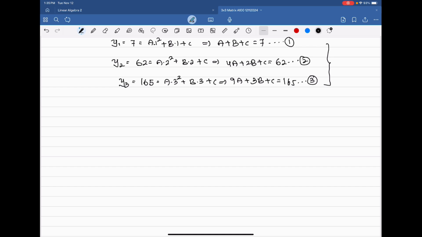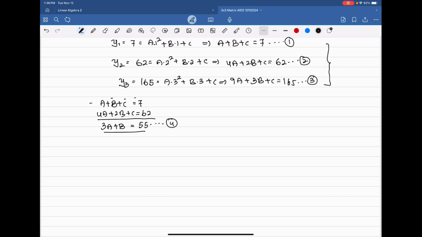And what will be the value of a? You please solve it. What will be the value of a? From 1 and 2, what is it? a plus b plus c is equal to 7. 4a plus 2b plus c is equal to 62. Then if I subtract, I will get 3a plus b is equal to 55. Do you agree? This is the fourth equation.